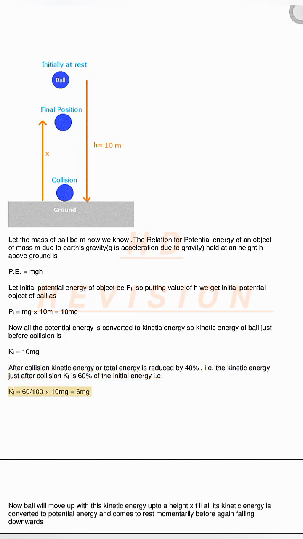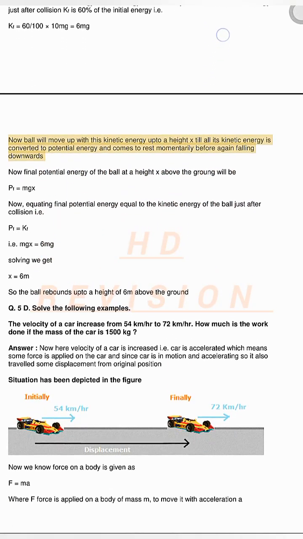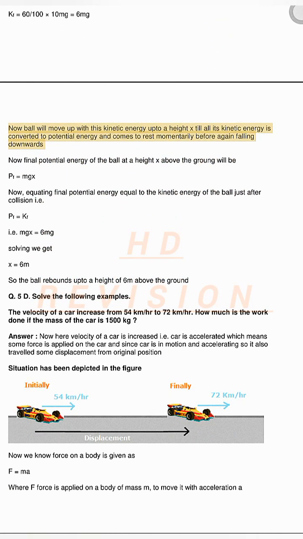Kf equals 60/100ths times 10 milligrams equals 6 milligrams. Now the ball will move up with this kinetic energy up to a height x till all its kinetic energy is converted to potential energy and it comes to rest momentarily before again falling downwards. Now the final potential energy of the ball at a height x above the ground will be Pf equals mgx.